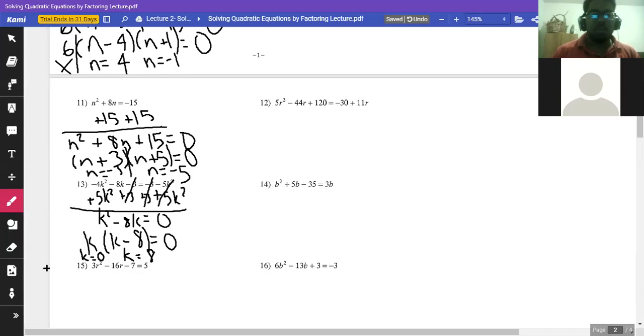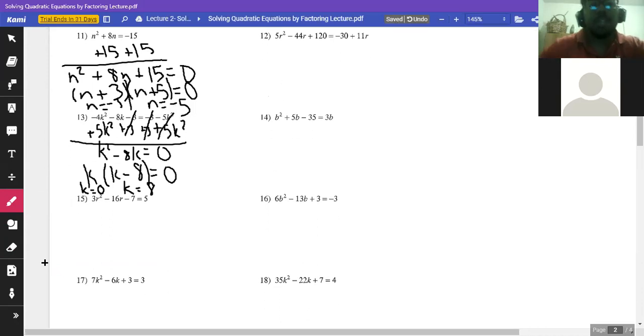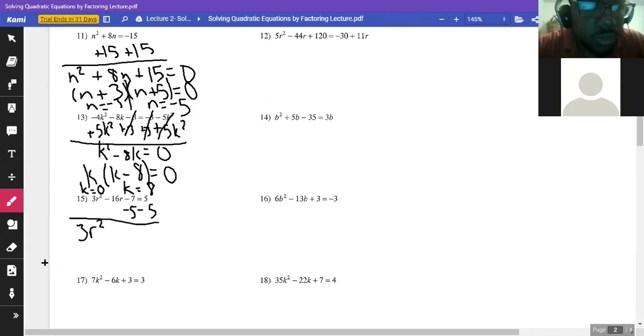Okay, next one's a little harder because it looks like we finally ran into a problem that has a greater than 1. So again, I'm just going to get the right side to be equal to 0. So 3r squared minus 16r minus 12 equal to 0. I'm going to find a way that I can split this middle term. So I need two numbers that multiply to give me negative 36 and add to give me negative 16. That would be negative 18 and positive 2.